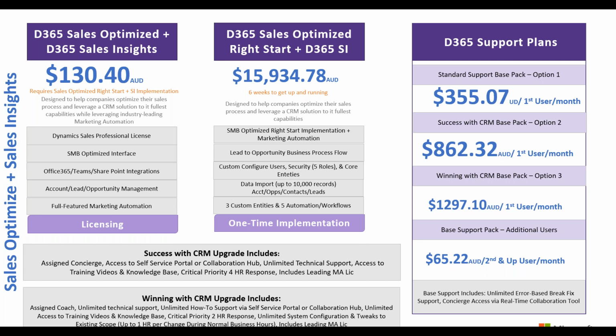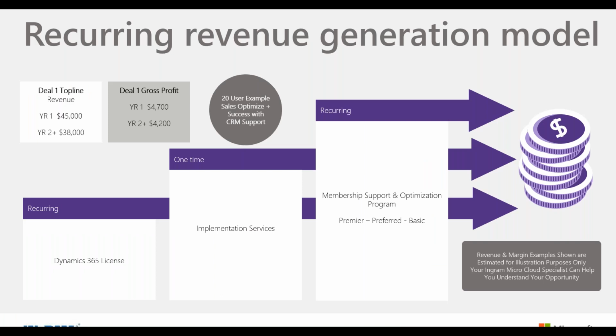Okay, moving forward. Let me talk about the recurring revenue generation model. The first one is the bundle of selling the licenses, which falls under the monthly recurring. So you take the licenses, and then you do the one-time implementation, and then you provide the support. If you combine all these 3 services, just to give you an example of a 20 user license project, I'm just giving you a ballpark figure, the revenue on a yearly basis.